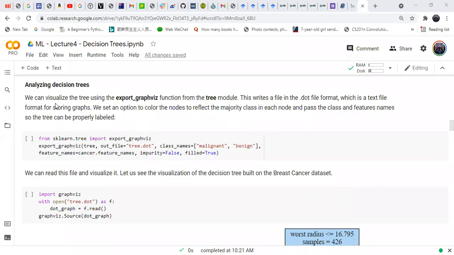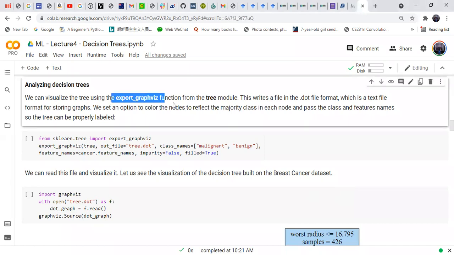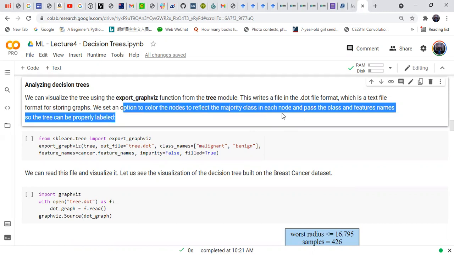Analyzing decision trees, we can visualize the trees using the export_graphviz function from the tree module. This writes a file in the dot format, which is a text file format for storing graphs. We set an option to color the nodes to reflect the majority class in each node and pass the class and feature names so that they can be properly labeled.